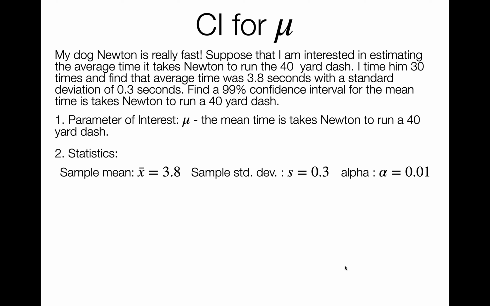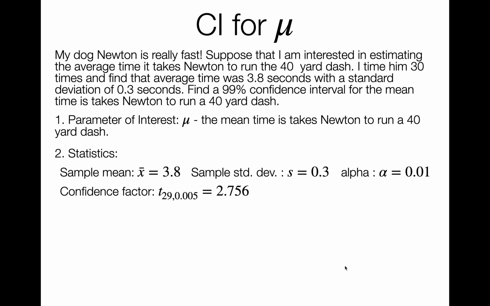I don't write it down here, but the sample size is 30, and so n would be 30. Alpha, which is 1 minus the confidence level, with a 99% confidence, so 1 minus 0.99 is 0.01. Great, and so then that confidence factor is 2.756.